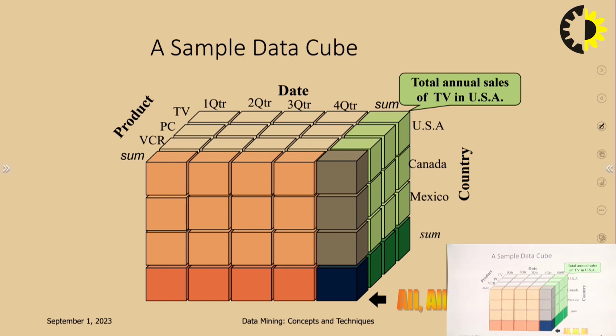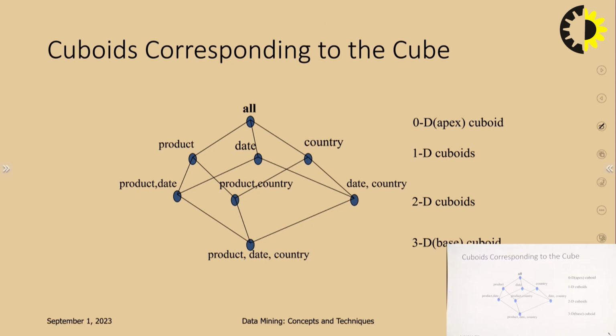It is a sample data cube. You can see how countries are there, dates are there, and products are there. And each and every cube is defined over here, showing how it consists of each and every individual piece of information. You can see here. This is cuboids corresponding to the cube. All right.